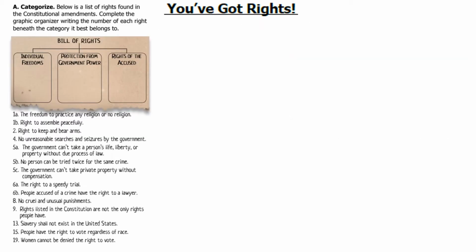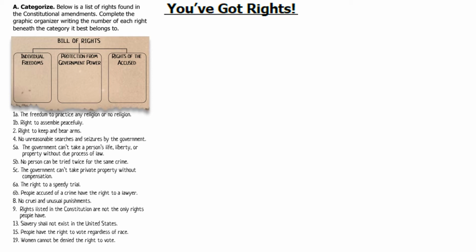Let's take a look at the 3 activities that we're going to be looking at for this lesson. Let's start with A, categorize. Below is a list of the rights found in the constitutional amendments. Complete the graphic organizer by writing the number of each right beneath the category it belongs to. And our 3 categories are individual freedoms, protection from government power, and rights of the accused, rights that people who are accused of a crime would have. So let's start with individual freedoms.